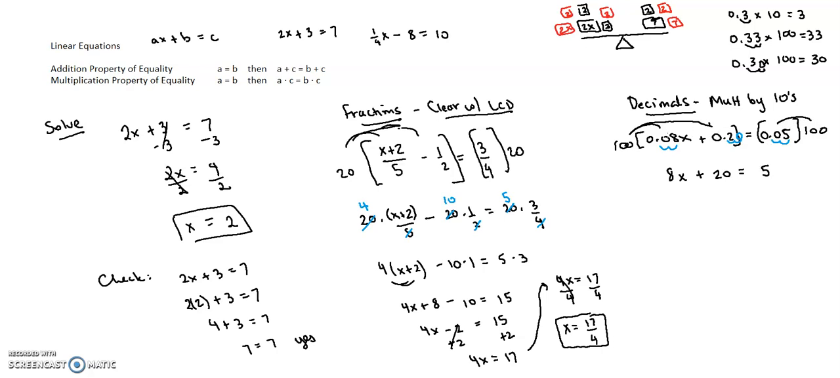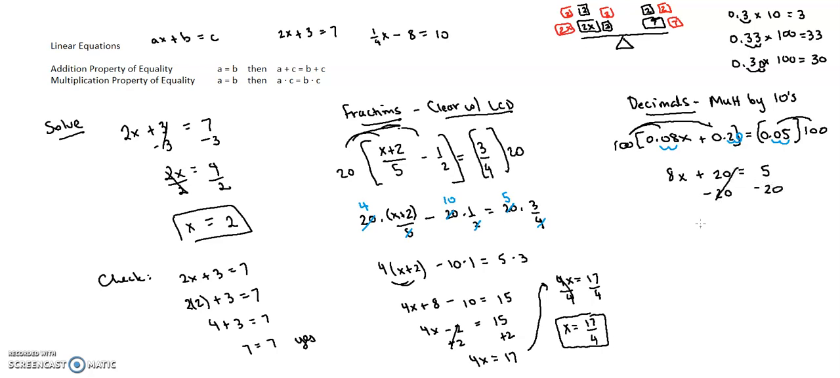Okay, so I picked a power of 10 that would clear all of the decimals, and I have to multiply by the same amount to all of them. I can't just get rid of the decimals. I've got to multiply by the same amount throughout. So now we've got a linear equation in the form that we want. We can work on getting x by itself.